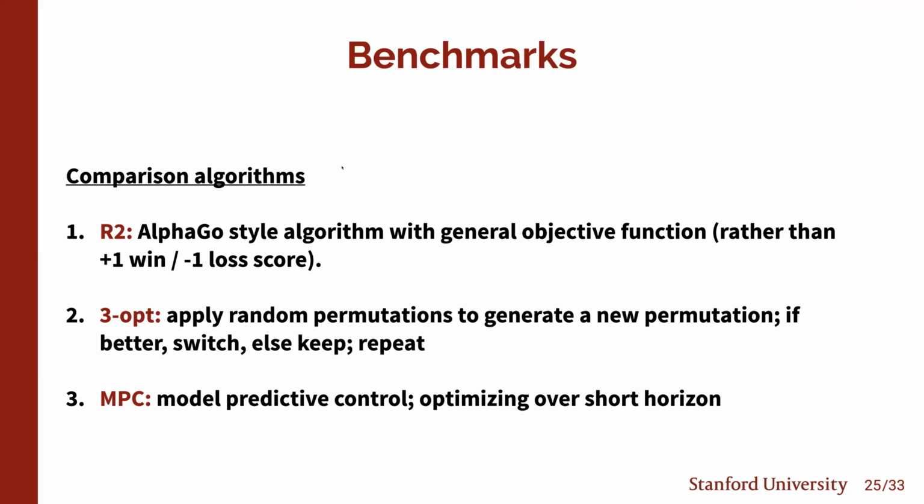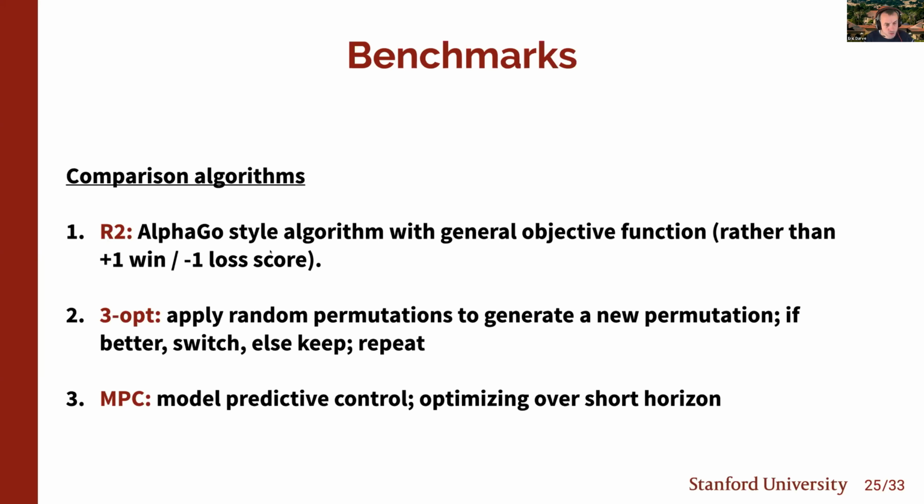So the reference comparison algorithm: there's R2, which is a variant of AlphaGo, an AlphaGo style algorithm. When you play Go, you have +1 if you win, -1 if you lose, and maybe 0 if you have a tie. Whereas here our objective function is real valued, and it turns out it's very important to convert this real valued objective function to a +1 -1 score. This is what the R2 algorithm is doing, and we also used similar ideas to convert our real valued objective function to this +1 -1 score. So we're going to compare against R2.